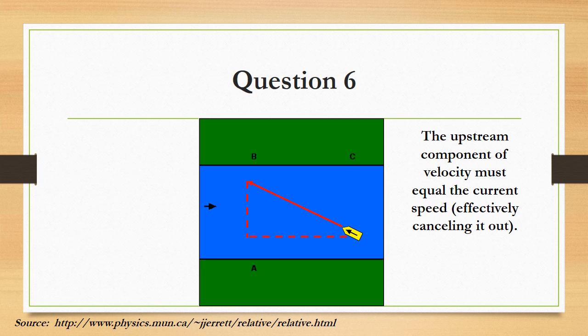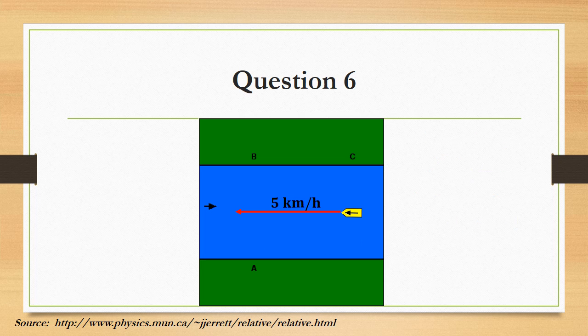So here's that same boat, and he's going to try to do this. His total speed, his maximum speed, is 5 kilometers per hour. But if he angles upstream, then that means the 5 kilometers per hour is the hypotenuse of this right triangle, and the component of the boat's velocity that points upstream is going to be less than 5.